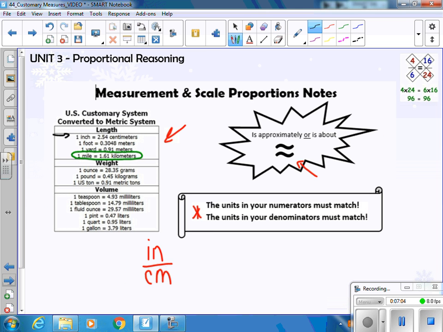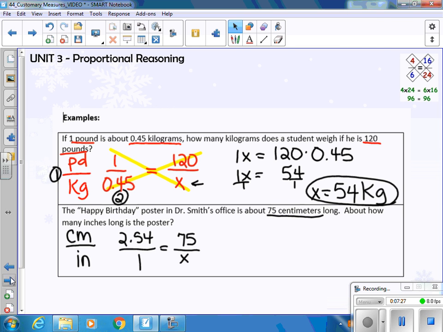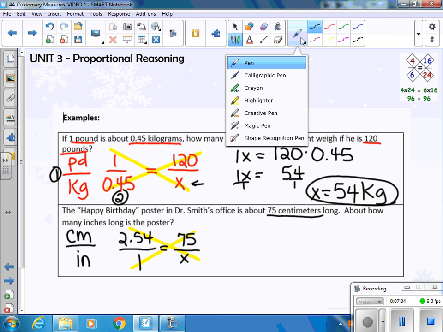1 inch is about 2.54 centimeters. So I got to plug that in. 2.54 centimeters is 1 inch. Make sure you line up your units. And then I have to set up my other proportion with what's given to me. 75 centimeters. Centimeters is on top, so I put that on top. And my x goes where I'm missing my value. Cross multiply.